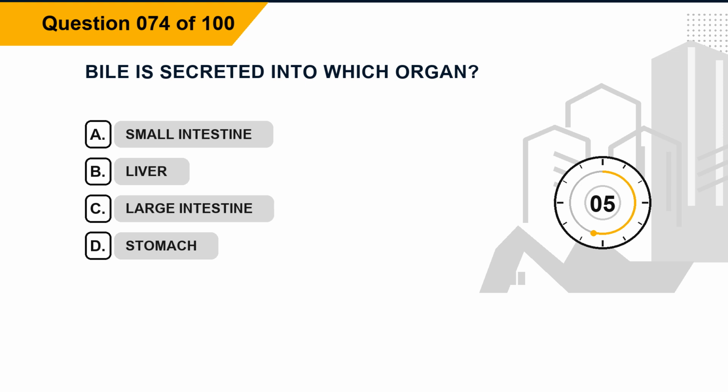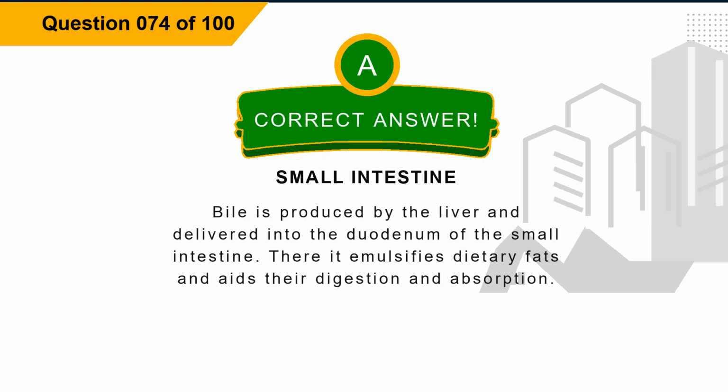Option B, liver. Option C, large intestine. Option D, stomach. The correct answer is option A, small intestine. Explanation. Bile is produced by the liver and delivered into the duodenum of the small intestine. There it emulsifies dietary fats and aids their digestion and absorption.